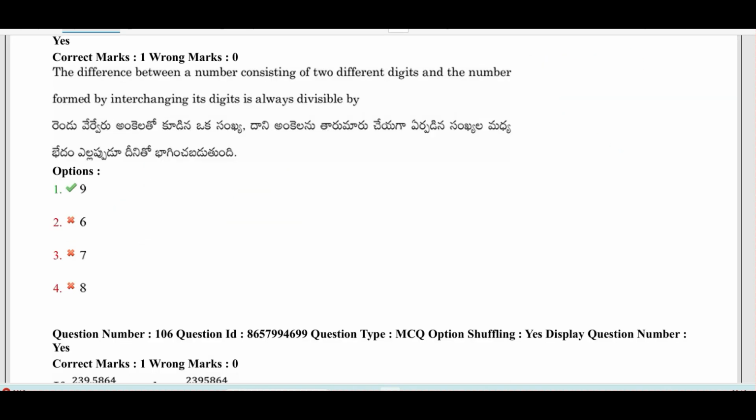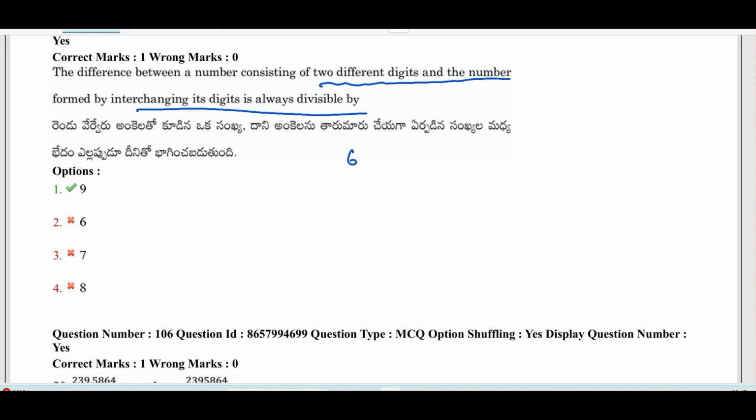The difference between a number consisting of two different digits and the number formed by interchanging its digits is always divisible by. అంటే ఒక 2 డిజిట్ నెంబరు రెండు విభిన్న డిజిట్స్ తో ఫామ్ అయితే, ఆ నెంబరు అండ్ ఆ డిజిట్స్ ని ఇంటర్చేంజ్ చేస్తే వచ్చే ఇంకో 2 డిజిట్ నెంబర్ మధ్య డిఫరెన్స్ అనేది ఏ నెంబర్స్ తో డివిజిబుల్ అవుతుంది అంటున్నాడు. సో దీనికోసం మనం స్టాండర్డ్ ఫామ్ తీసుకునే బదులు మన కన్వీనియంట్ గా ఒక 2 డిజిట్ నెంబర్ తీసుకోవాలి. ఆ 2 డిజిట్ నెంబర్ లో రెండు డిఫరెంట్ డిజిట్స్ ఉండాలి. అంటే వన్స్ ప్లేస్ డిజిట్, టెన్స్ ప్లేస్ డిజిట్ సేమ్ కాకుండా డిఫరెంట్ ఉండేటట్టుగా తీసుకోవాలి.